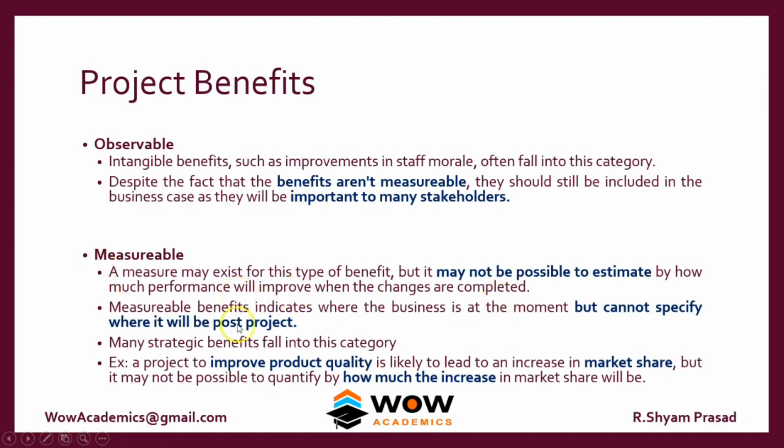So you can see it here. Measurable benefits indicate where the business is at that moment, but cannot specify where it will be post the project. Many strategic benefits fall into this category. So you cannot foresee the benefit now itself.